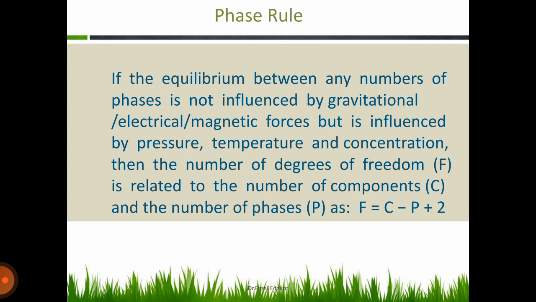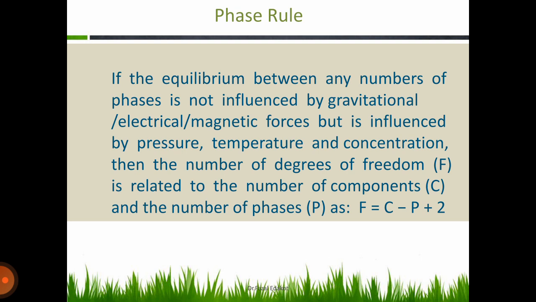So, what is phase rule? Phase rule says that if the equilibrium between any number of phases is not influenced by gravitational or electrical or magnetic forces, but is influenced by pressure, temperature, and concentration, then the number of degrees of freedom, represented by the letter F, is related to the number of components, represented by C, and the number of phases, that is P, as F, that is the degree of freedom, is equal to C minus P, that is number of components minus number of phases plus 2.